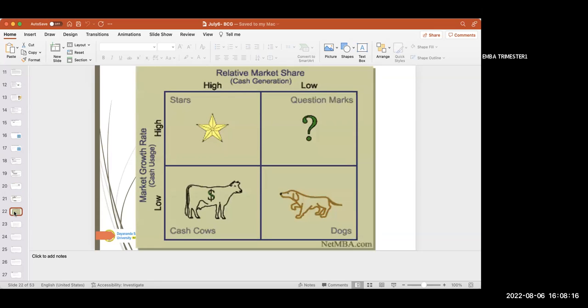What is a BCG matrix? A BCG matrix consists of cash cows, dogs, question marks, and stars. Very simple. I'll try to do as much as possible on a single slide. Who is a star? Can you name a film star? Tom Cruise is a film star.